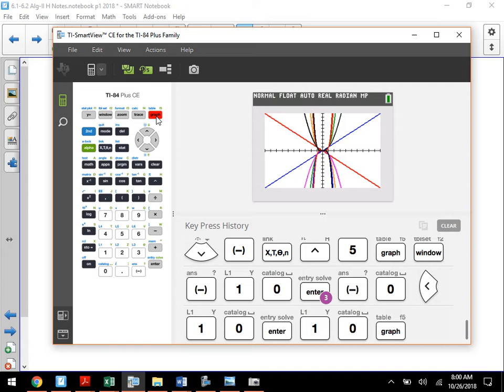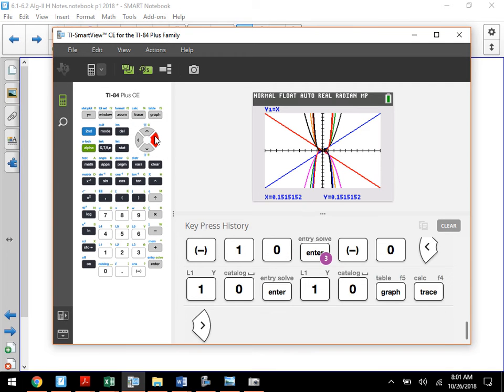Now, I want you guys to take a look at this. I don't know if you guys know how you can, I think if you hit trace, you can jump between your graphs. So you can look at each one, which color is which.